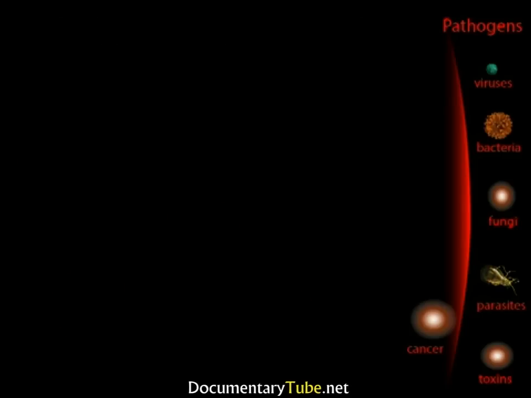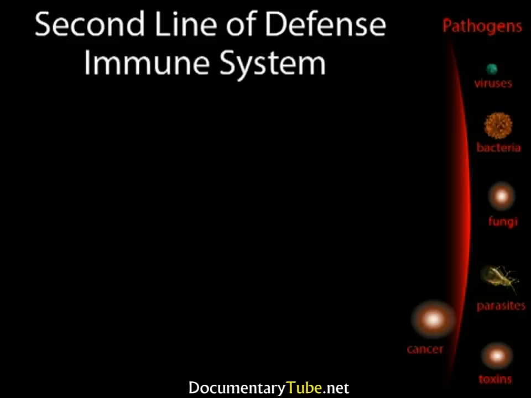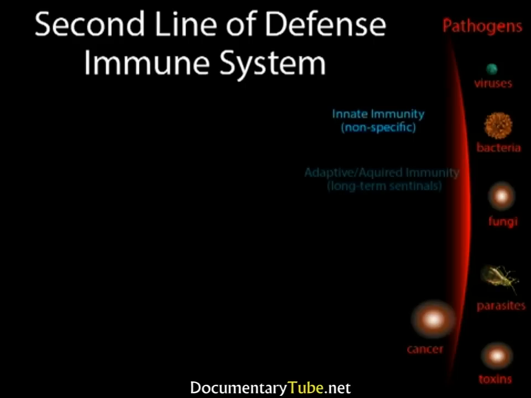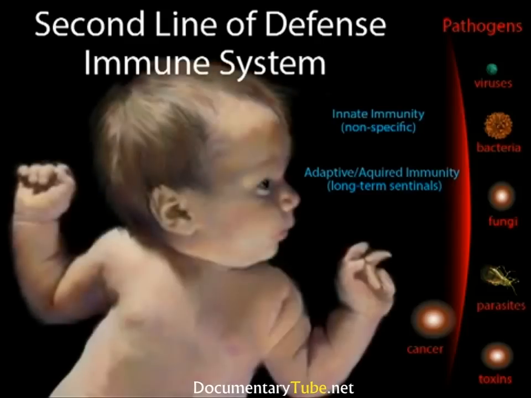Now we are to our second line of defense, the immune system. There are two big divisions in the immune system, innate immunity and acquired immunity. Innate immunity is a nonspecific immune response because it's the same regardless of the pathogen or toxin encountered. You have this as soon as you're born. You cannot get distemper, for instance, because you have an innate immunity to this disease common to dogs.